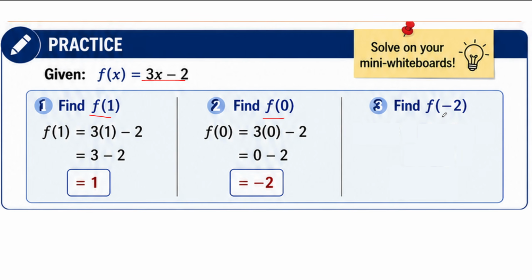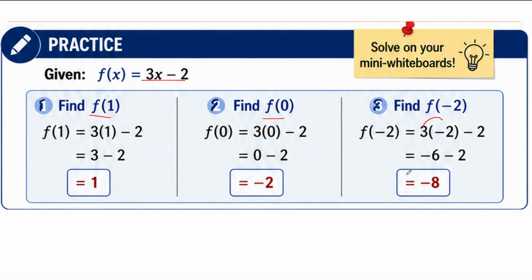Find f of negative 2. So that is 3 times negative 2 minus 2. 3 times negative 2 is going to be negative 6. Minus 2, that is negative 8.